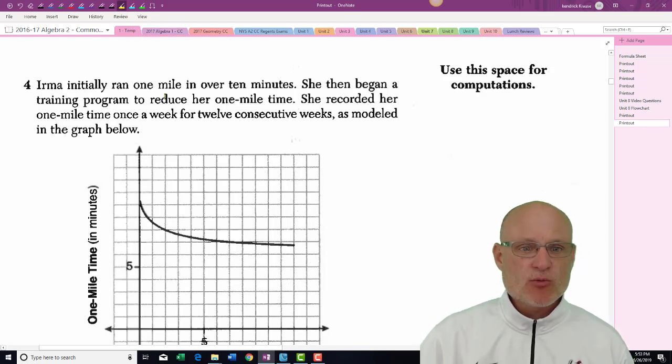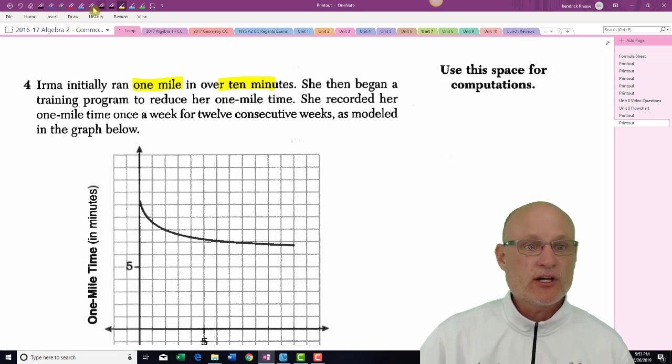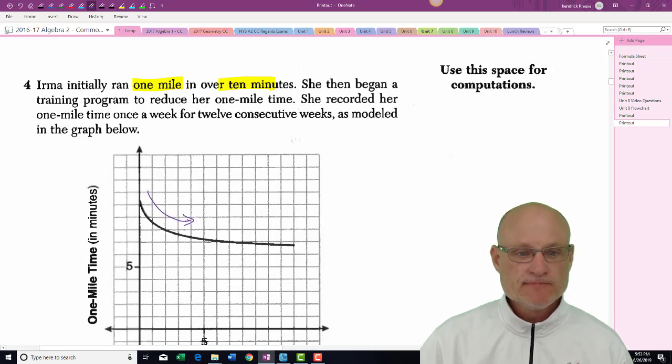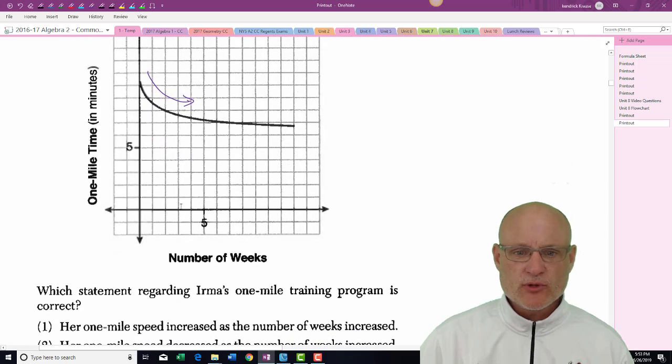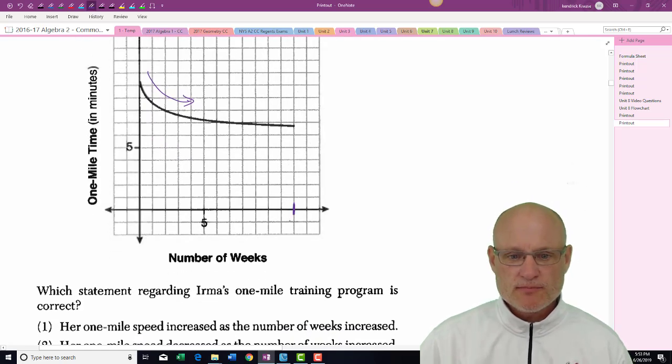Okay, Irma initially ran 1 mile in over 10 minutes. I'm not sure if you call that running. It's kind of like walking fast. And you didn't make any training program to reduce her 1 mile time. That's why you see this being reduced. You see how it's going down here? Okay, so for 12 consecutive weeks, and right here is week 12.